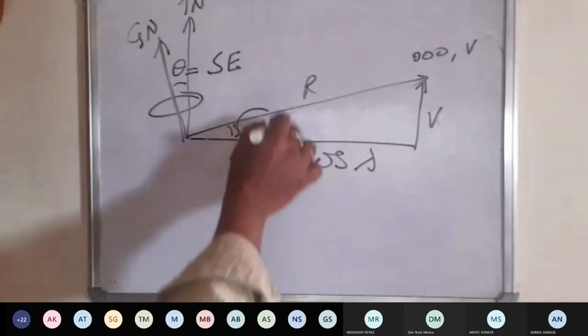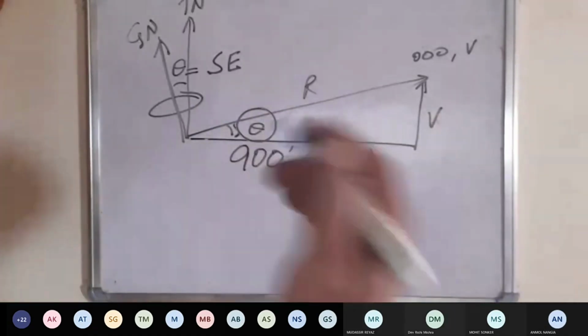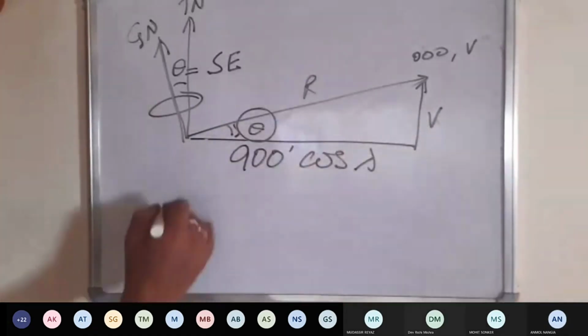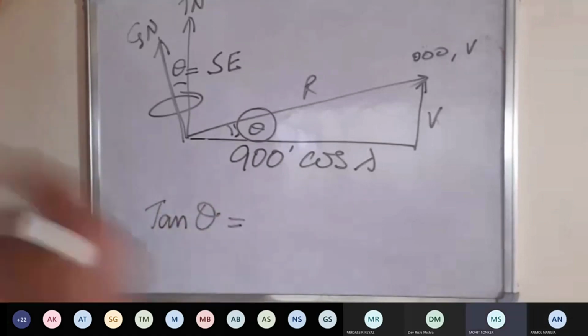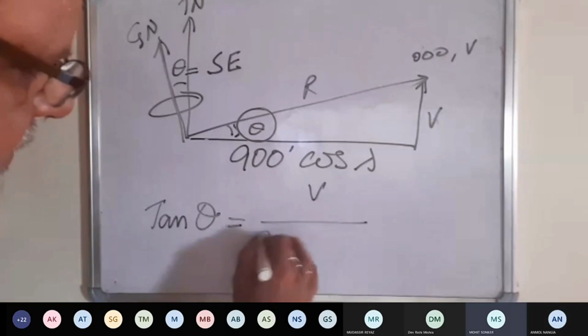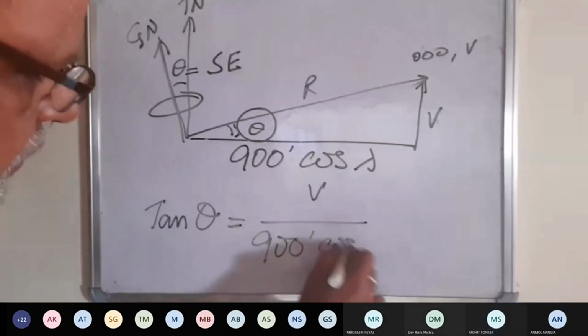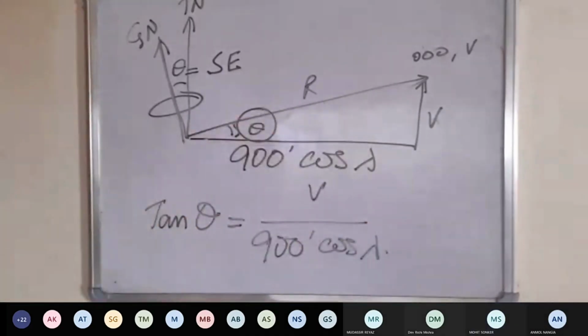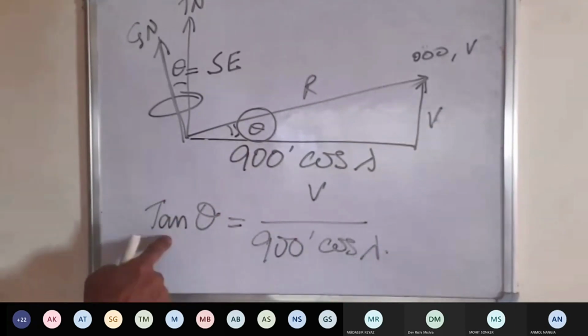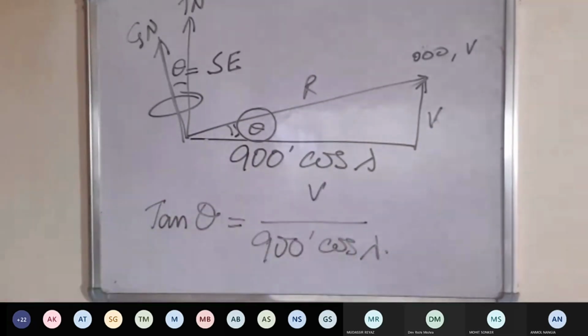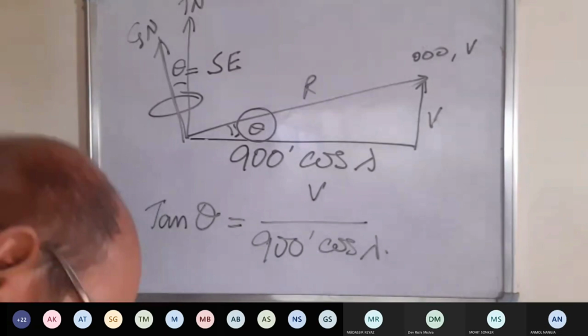So if we want to find out, please tell me if you are happy with this, that tan theta is equal to V by 900 cos latitude. Is that okay or not? Yes, sir. Perpendicular by base is tan theta. So theta can be found out as tan inverse of V by 900 cos latitude. Everyone happy? Yes, sir.